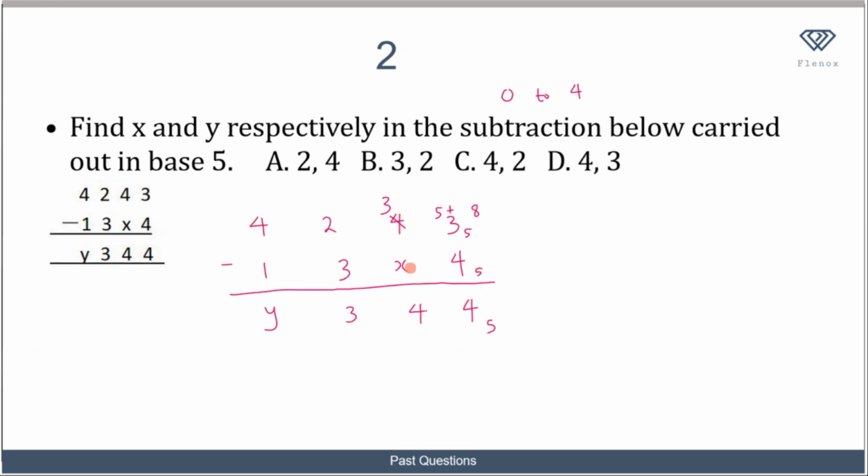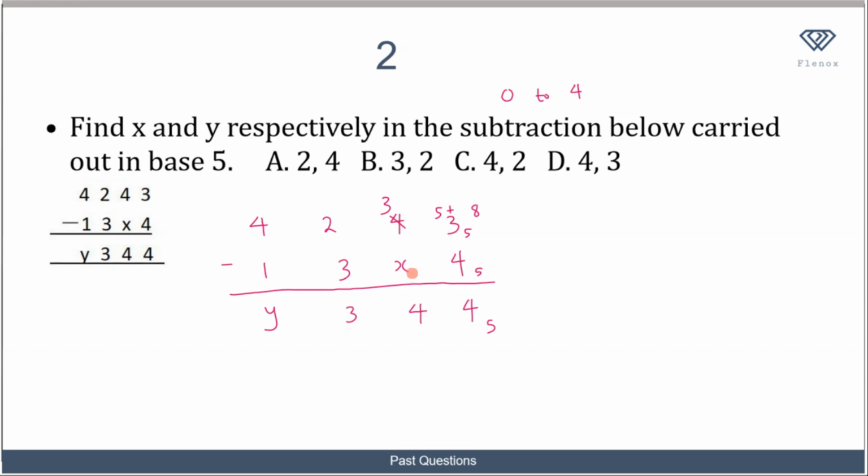Now move on to the next column, in which we know that 3 minus x is equal to 4. Now if we think about it, x couldn't have been 0, because if x were 0, here would have been 3. x couldn't have been 1 because here would have been 2, and x couldn't have been 3 because what would have been here would have been 0 and not 4. So it tells us that x was definitely a number that was greater than 3.